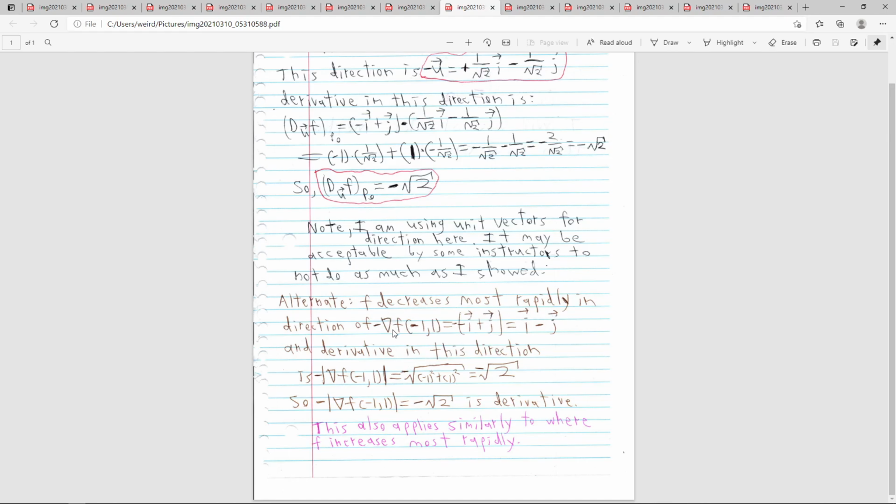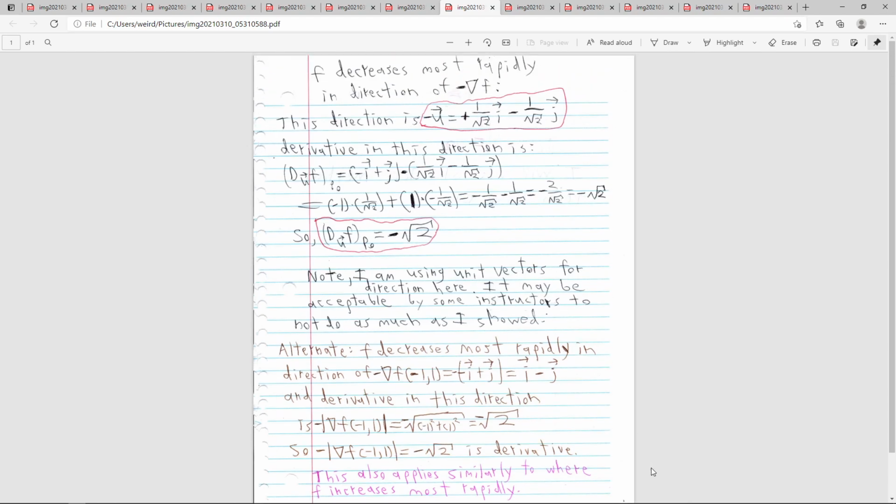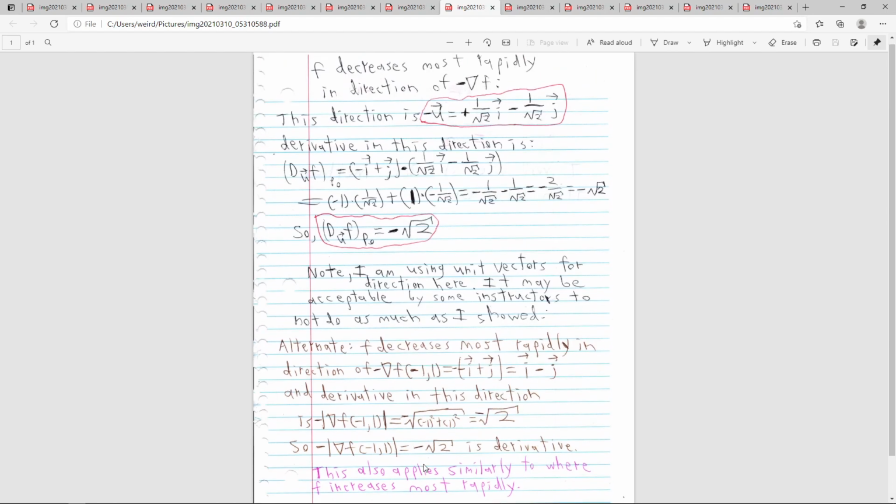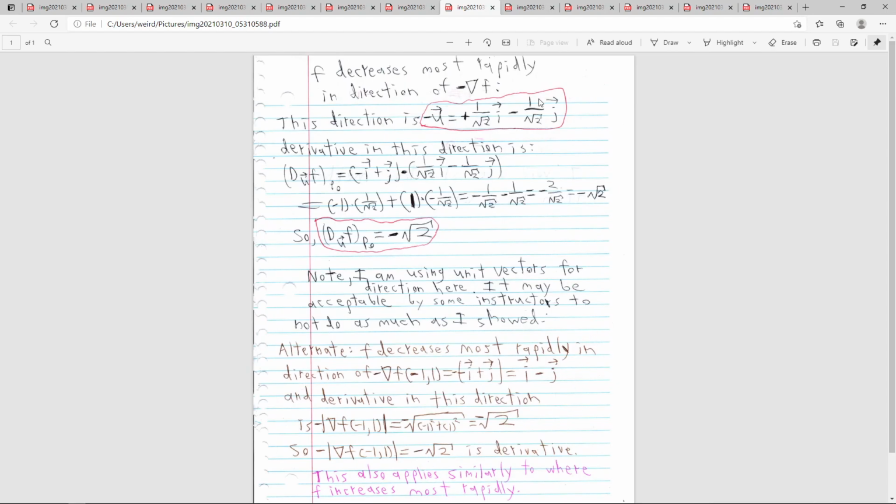So f decreases most rapidly. We'll do the decrease instead of the opposite way. We'll do decrease then increase. So the direction is negative del f at that point. This is just i minus j, that's the direction. And the derivative in this direction is the negative of the magnitude. So it's just negative square root of 2, which is the same as up here. Only the difference is direction, but you get the same thing, negative square root of 2 for the derivative. And this applies similarly to where f increases most rapidly.